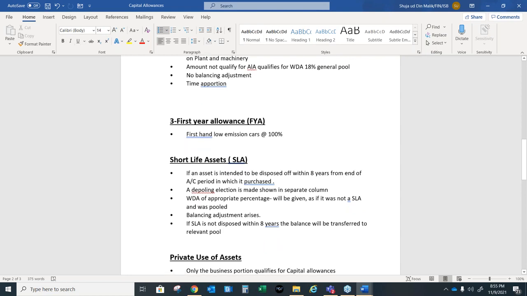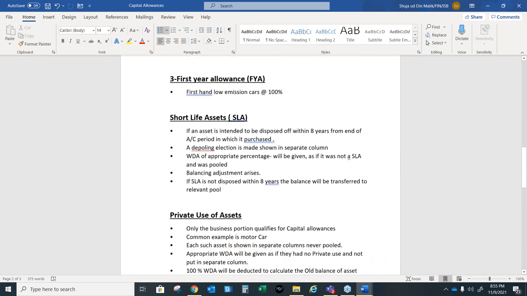Short life asset: if an asset is intended to be disposed of within 8 years from the end of the accounting period in which it is purchased, it is called a short life asset. So if you plan to dispose of an asset within 8 years from the end of the period in which you purchased it, you will be clubbing it as a short life asset.